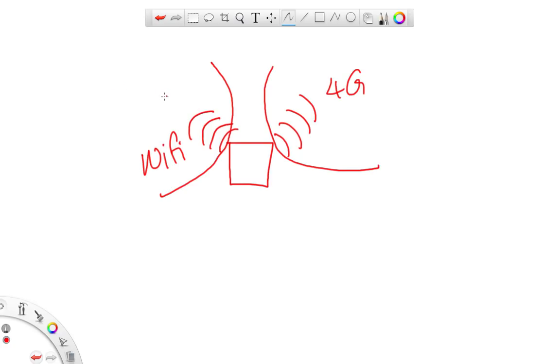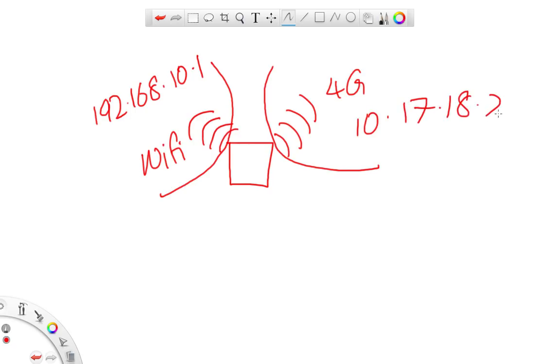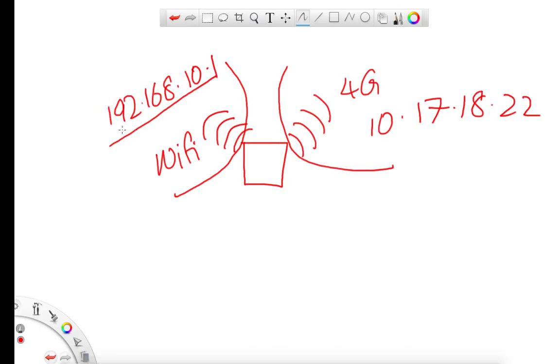On this Wi-Fi network, you cannot have two devices with the same address. So you could have 192.168.10.1 here, and you could have 10.17.18.22 here. So you have two different addresses at the two points, but no other device on the Wi-Fi network can have this address. An IP address will uniquely identify your device on a network.